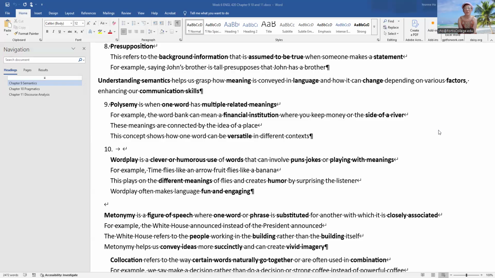Or, this is a better one, John went to deposit money at the bank. So you know that he's not going to deposit money at a riverbank. That's a better example. Anyway, so that's polysemy. In other words, the word bank can have multiple meanings.